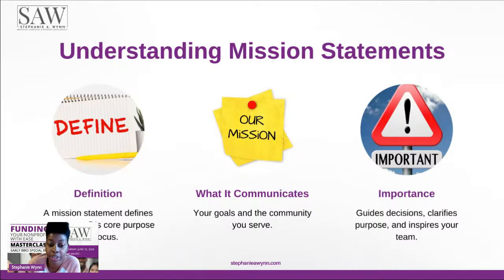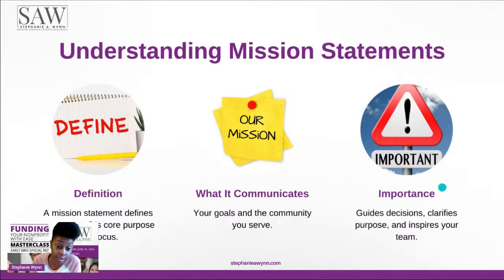So your mission should communicate the community that you serve. In that statement, somewhere should be something about your target audience, so people are clear. People don't know what they don't know unless you tell them who you're serving, where they are, who they are, and how you're going to serve them. So that's all a mission statement.